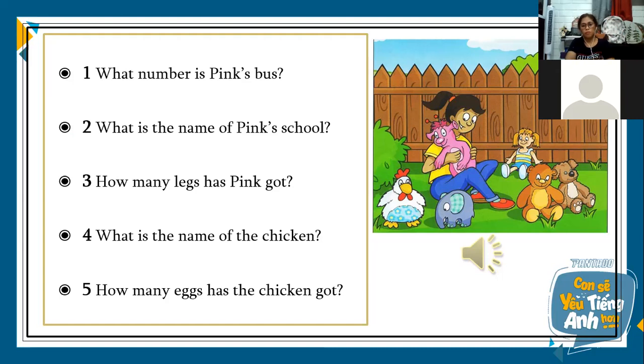One. Where does he live? In a bus. Which number? It's a number 12 bus. 12. Right. Two. Does he go to school? Yes, he does. It's a school for monsters. What's its name? Robot School. Is that R-O-B-O-T? Yes. Three. How many legs has he got? Legs? Ooh, he's got six. Six? Yes, that's right.